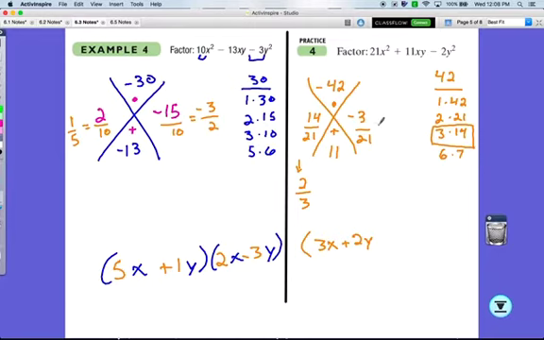And then 3 will go into both of these, so it'll give me a negative 1 over 7. And so that'll turn into 7x minus y, or 1y. And you're factored.